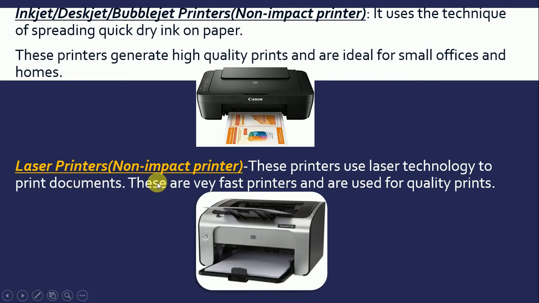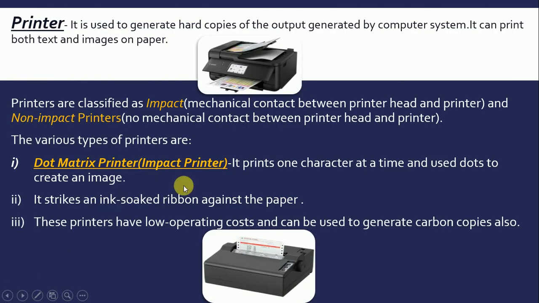Next we have is laser printer. It is also an example of non-impact printer. They use laser technology to print the document, and they are very fast printers and used for high quality printouts. You have to just remember the technique of the different printers. Like the inkjet one uses the technique of spreading quick dry ink, and the laser printer uses the laser technology to print the documents. Whereas dot matrix, what technology did it use? It used dots to create an image, and it used ink soaked ribbon against the paper.